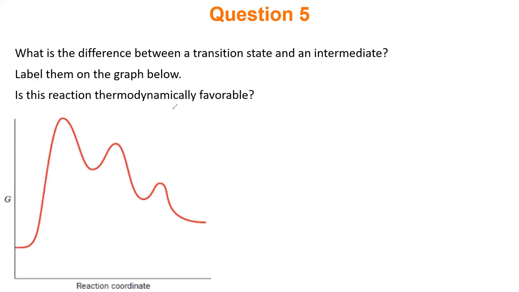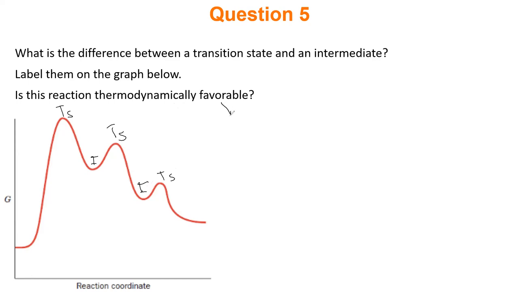First off, what's the difference between a transition state and an intermediate? An intermediate is stable and can be measured. A transition state is not stable, and you really can't measure it. Transition states are the humps. Intermediates would be the valleys.